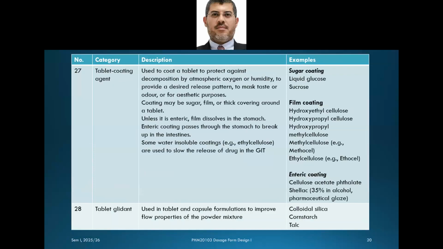Some tablets may be coated, some may not. Many tablets are uncoated. In case we need to prepare a coated tablet, then we use coating agents to coat the tablets. We have different types of coats. We have sugar coating, film coating, enteric coating. Sugar coating, we use sweet substance like liquid glucose or sucrose in order to mask the taste. Film coating like hydroxyethyl cellulose, hydroxypropyl cellulose, HPMC, and so on.